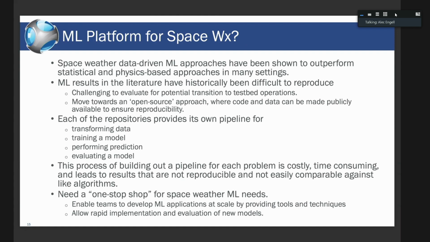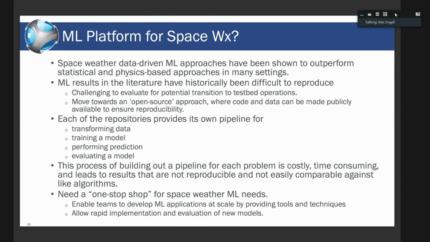and challenging to evaluate for potential transition to testbed operations. Moving towards an open approach is a must, where code and data can be made publicly available to ensure reproducibility. Not just talking about GitHub here. Each repository provides its own pipeline for transforming data, training a model, performing prediction, and evaluating a model. This process of building out a pipeline for each problem is costly, time-consuming, and leads to results that are not reproducible and not easily comparable against like algorithms.